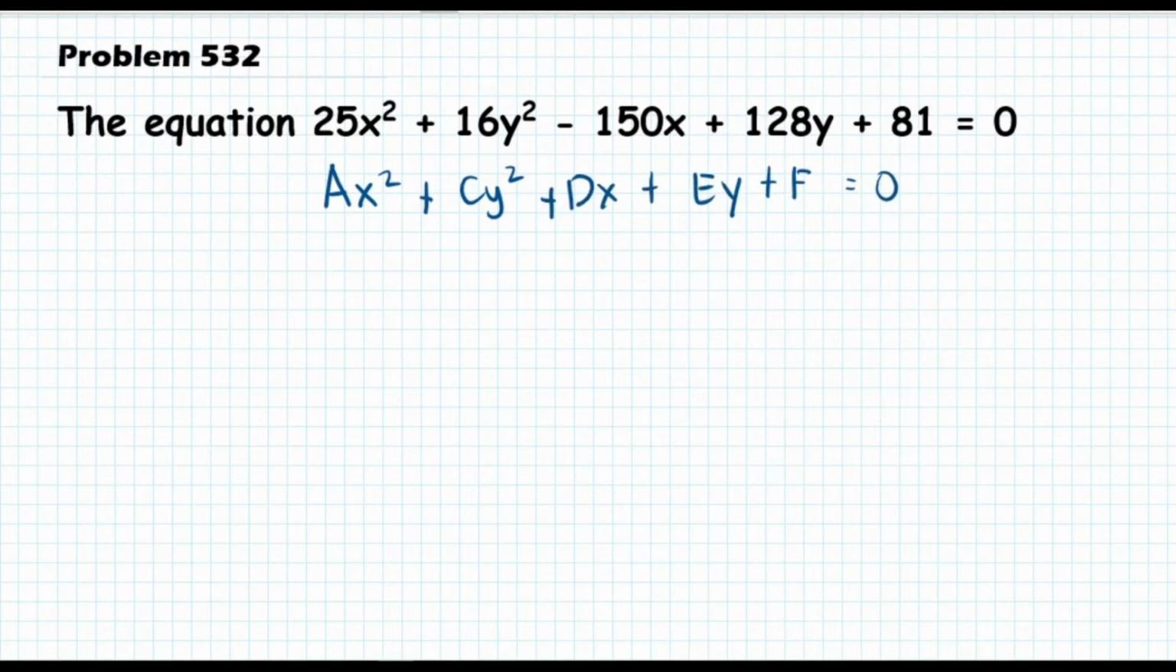Okay? So, dito po, nire-represent ni A si 25, ni C si 16, ni D si negative 115, ni E si 128, at ni F si 81. There's an easier way para i-solve tong problem na to. Actually, kulang yung problem na yan. So, actually, ang hinahanap po dito is hanapin daw natin yung center ng ellipse.